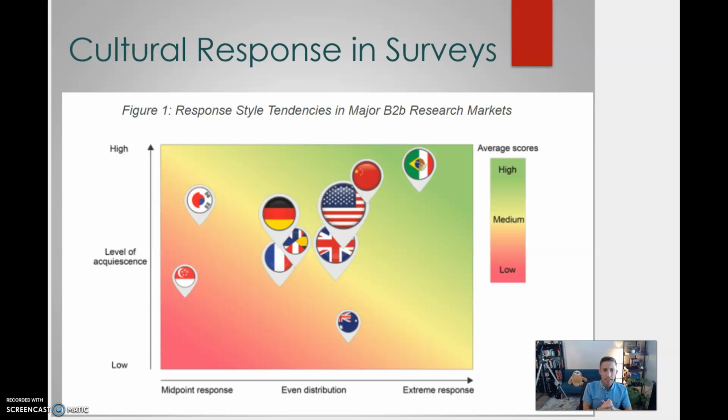How do we see these tendencies play out? In the level of acquiescence, where respondents tend to want to be careful with negative or extreme responses, we see here some countries are at the midpoint. In Japan and South Korea, they tend to have a midpoint response. They don't want to be very much in the negative or the positive.